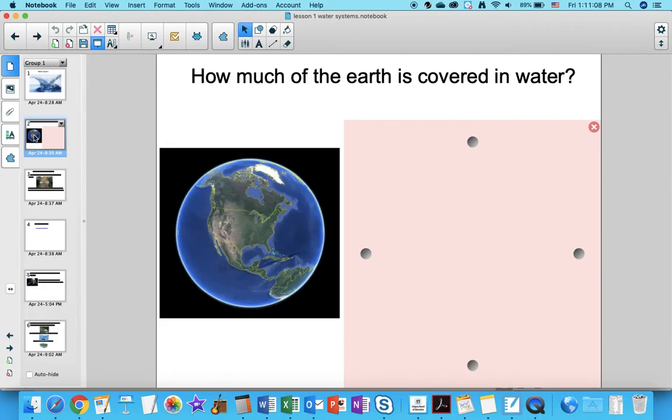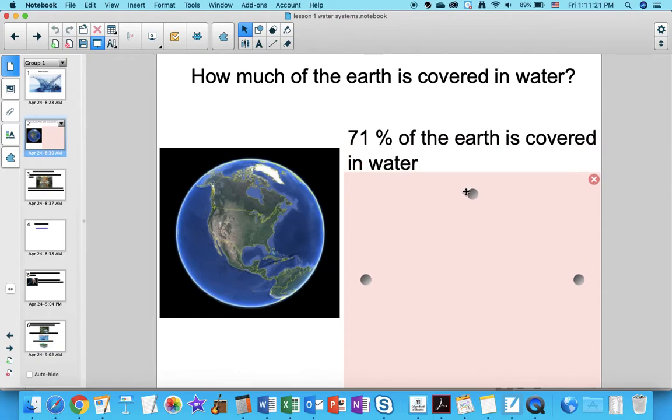So, how much of Earth is covered in water? You definitely have seen pictures of the planet Earth before, but what proportion of the planet is actually water? Well, 71% of the entire globe is covered in water. And so the majority of Earth is covered in water.